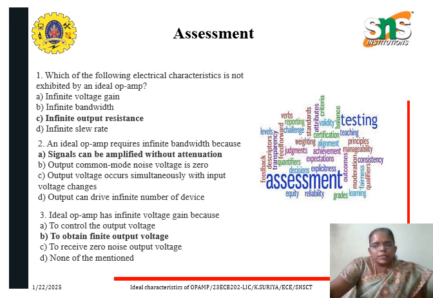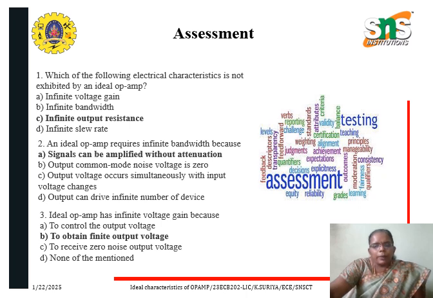Let us take up some assessment questions. Which of the following electrical characteristics is not exhibited by an ideal op amp? The options are infinite voltage gain, infinite bandwidth, infinite output resistance, and infinite slew rate. You know that the output resistance should be zero. So the answer here is infinite output resistance.